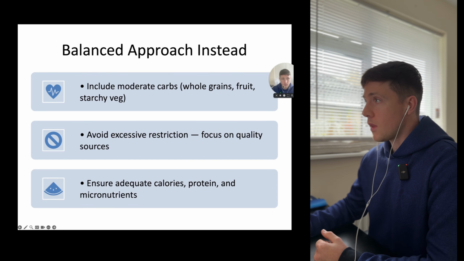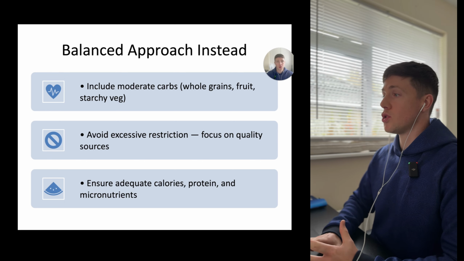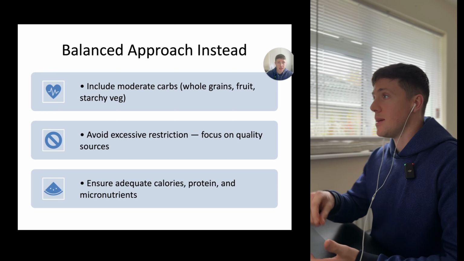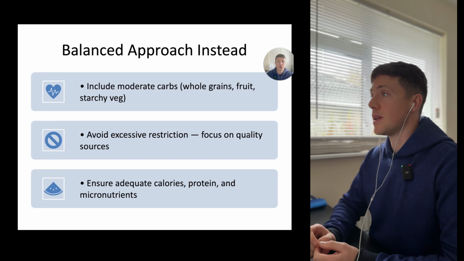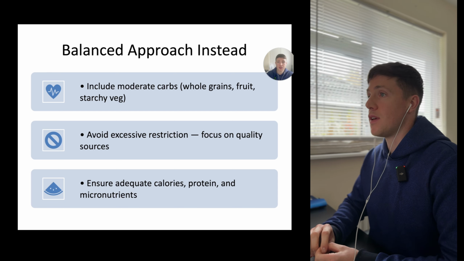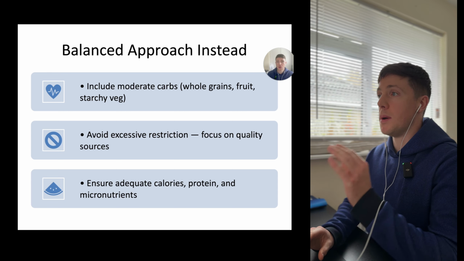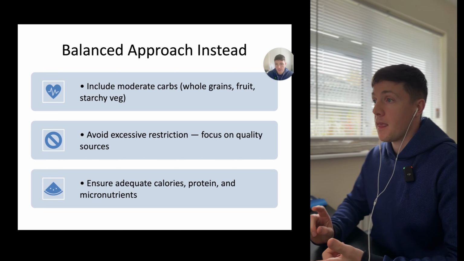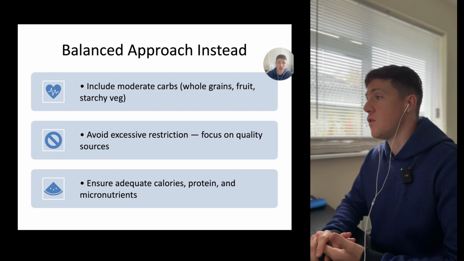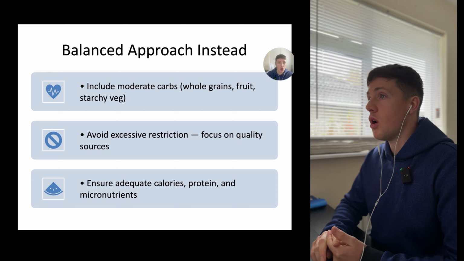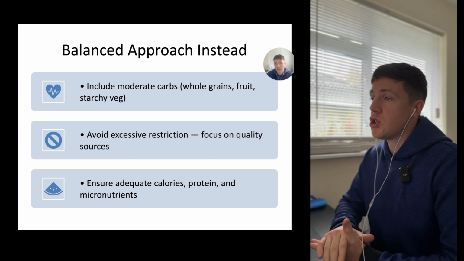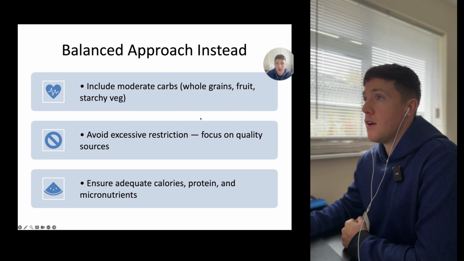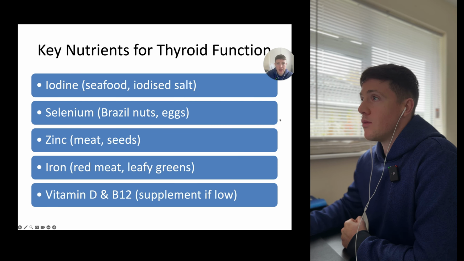Okay, so we need to try to have a balanced approach mindset when looking at your fitness regime and nutrition regime, to try and help yourself with having an underactive thyroid. Try to include moderate carbohydrates, whole grains, fruit, starchy veg. Avoid excess restriction. Focus on good quality sources. Whole foods first. Ensure adequate calories, proteins, and macro and micronutrients. Focusing on that balanced approach will really help you.